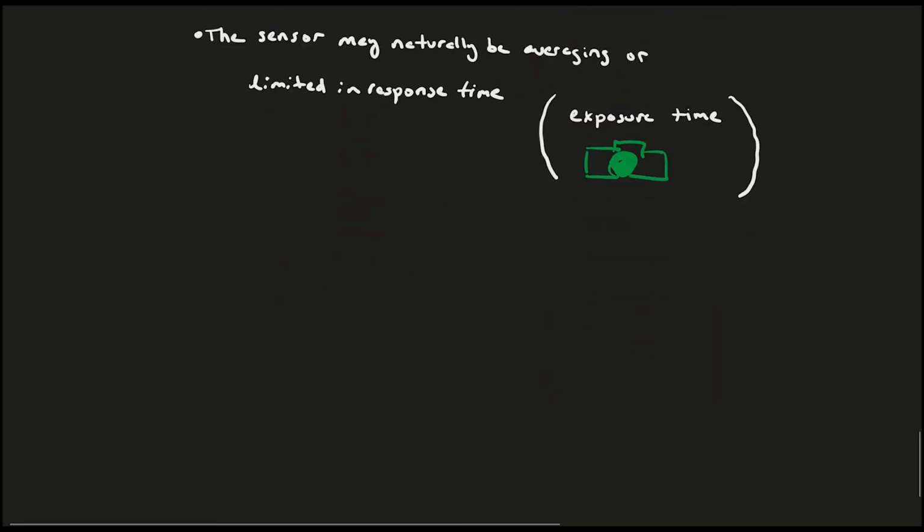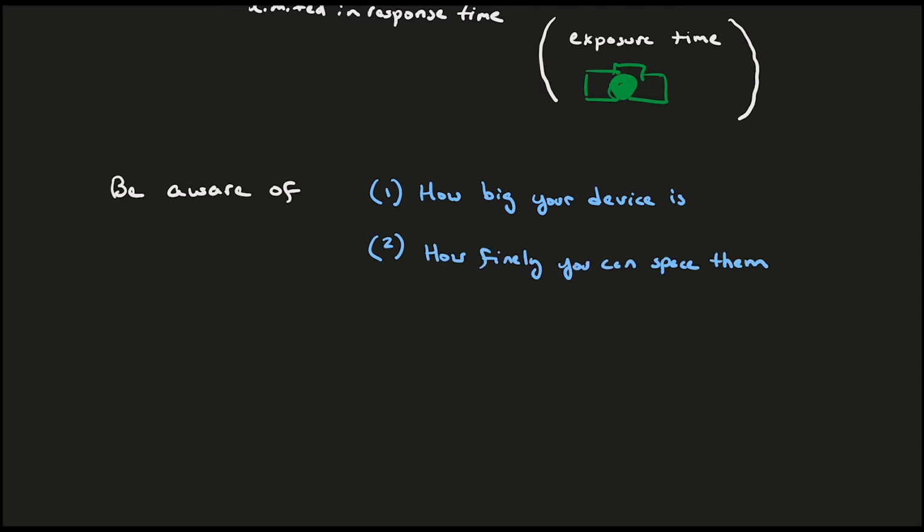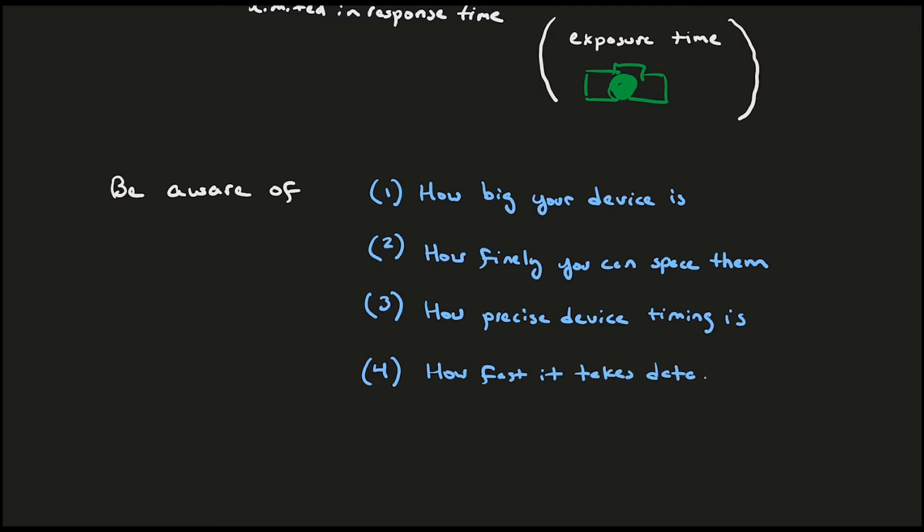So, when buying equipment, you want to be aware of the following things. How big is your device? This limits your ability to resolve the data in space. How finely spaced can your devices be? This also limits your spatial resolution. Also, how precise is your device timing and how fast can it take data? These limit the temporal resolution of your sensor.